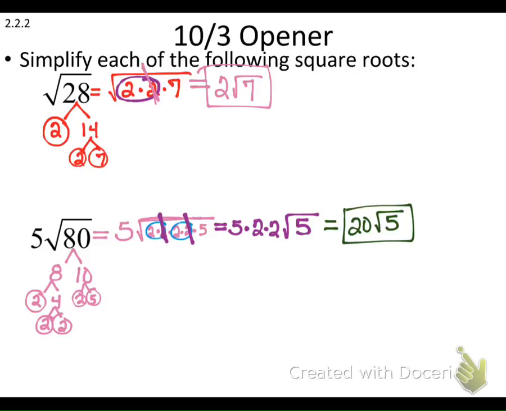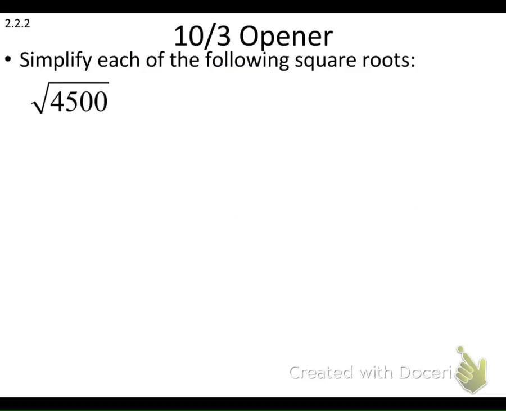Once you have all of that down, go ahead and flip it over, and let's take a look at the back side. The back side, we're simplifying the square root of 4,500. What two numbers can I use to multiply together to get 4,500? 5 and 900. 5 and what? 900. 5 and 900, okay.